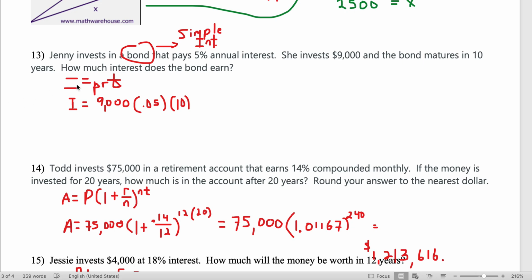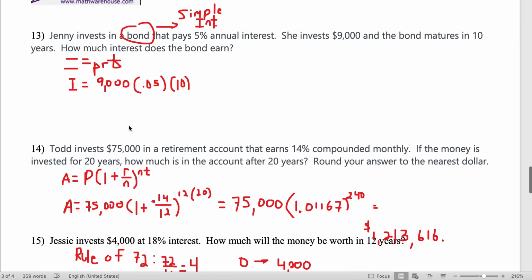As you can see, something is very strange going on with the way my writing is being stored on this paper. This should just say I equals PRT. So I equals 9,000 times 0.05 times 10. I equals 4,500. I remember putting the answer down, and I don't know where it disappeared to.